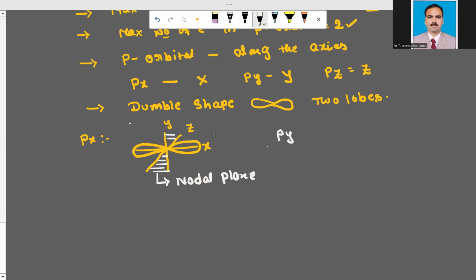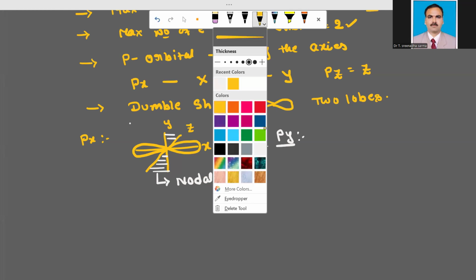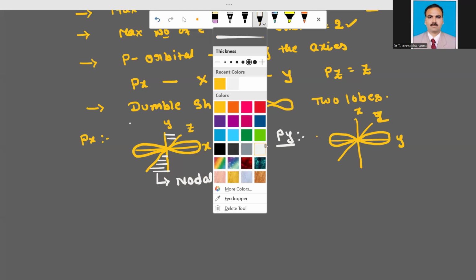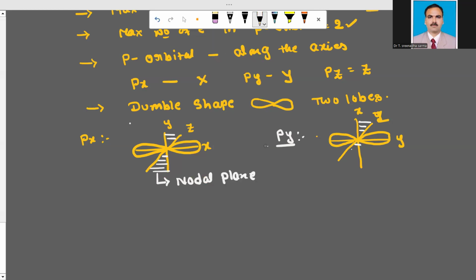Py orbital, the electron density is concentrated along the y-axis. This axis is considered as a y-axis, x-axis, and z-axis. The electron density is present in the y-axis. In this plane, the electron probability value is 0. This plane is a nodal plane. XZ plane is a nodal plane.